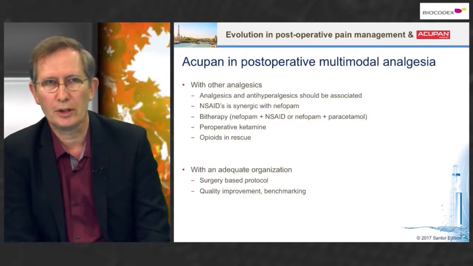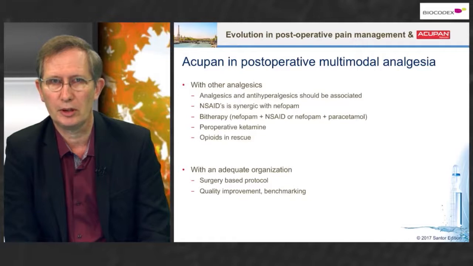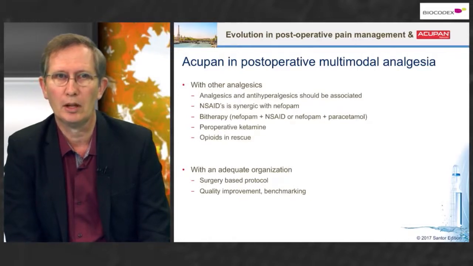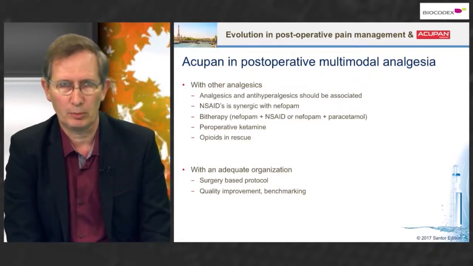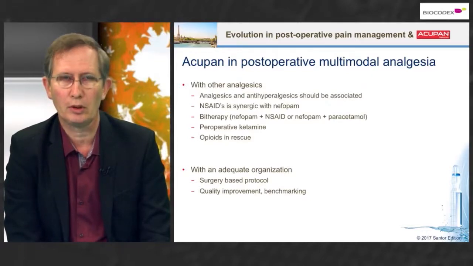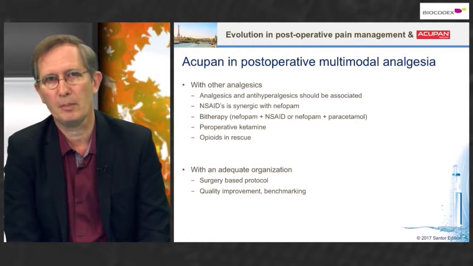So in conclusion, this Acupan is totally part of multimodal analgesia. It means that it has to be combined with either analgesic or anti-hyperalgesic drug. We have to remember that nefopam combined with non-steroidal is quite synergic and quite helpful. We have also to remember that bitherapy combining non-steroidal nefopam or paracetamol nefopam has an important impact on morphine-sparing effect. We've seen 20 milligrams reduction over 24 hours.